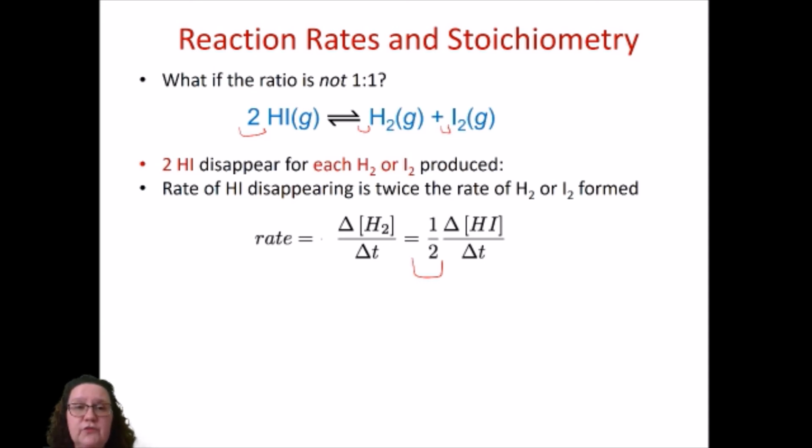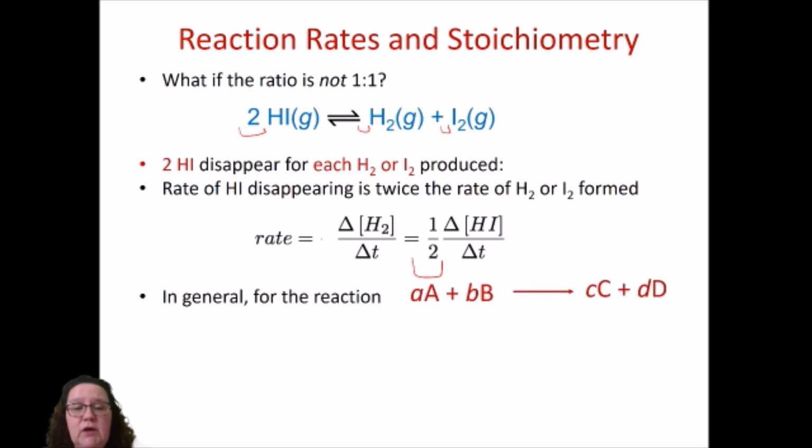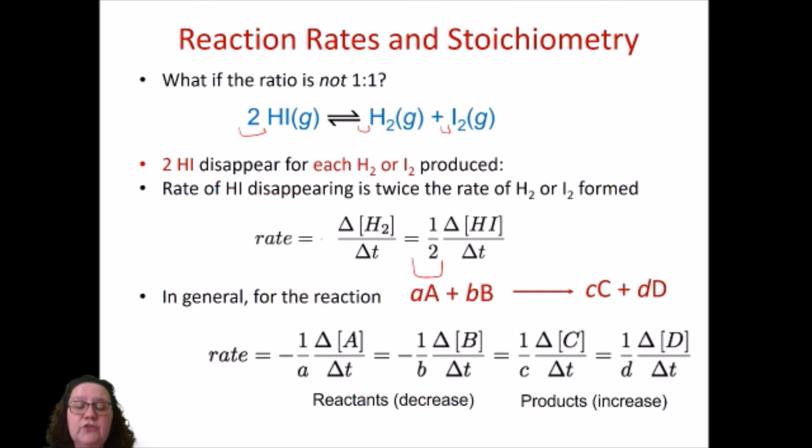So stoichiometric coefficients in the chemical reaction influence the reaction rate. In general, if you have a reaction of the type reagent A plus B to produce C plus D with their particular coefficients, you can express the different reaction rates with respect to each reagent or each product, in this case with the reagents with a minus because the concentration is decreasing, as 1 upon the coefficient for that particular reagent or product. So this is a general way of expressing a reaction rate with respect to a particular chemical in a chemical reaction.